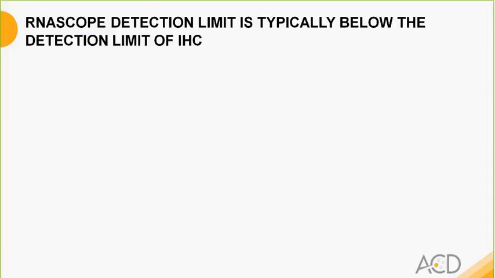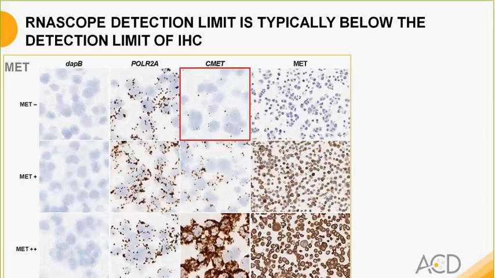Moving on to the detection limit for RNAscope. This detection limit is typically below the detection limit for IHC. In this example, comparing RNAscope and IHC detection of the biomarker c-MET, you can see that the low expressing c-MET cell line shown in the top row has no detectable immunohistochemistry signal.